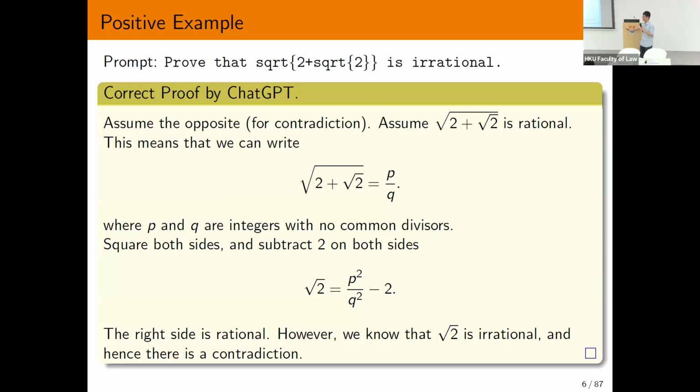This is 100% correct. Model answer, it is actually correct. So I was kind of shocked the first time we did this, because the fact that square root 2 is irrational is something you find in all textbooks. Now, this is a variant of a problem.